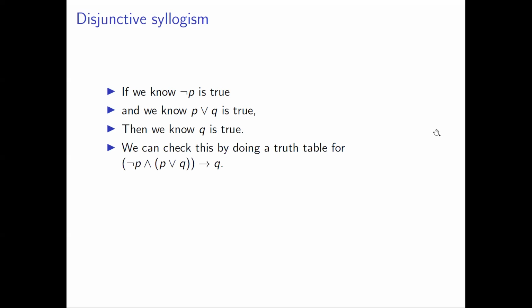And like the others, you can do a truth table for this one. And you can see that each row you get a T. And this one will have 4 rows because only 2 propositional variables.